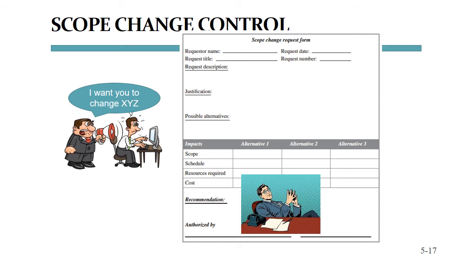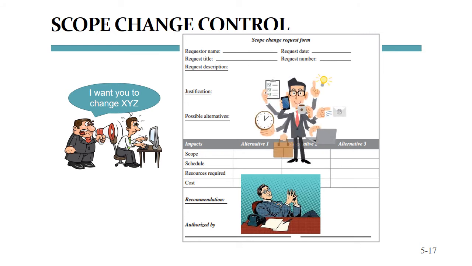Because any kind of requested change adds on to the project charter. As such, we need what is called a scope change request form, which is what you're seeing here, in which the impacts of any change requests on schedule, on resources required, that includes people's work time, and on project budgets are being evaluated. And then a recommendation is given.